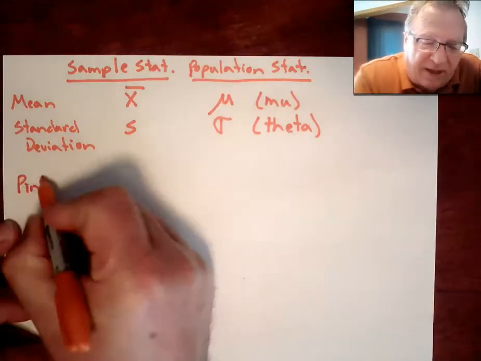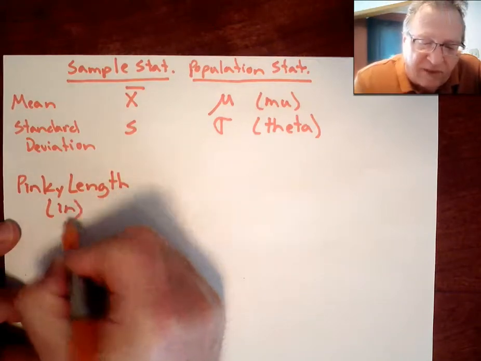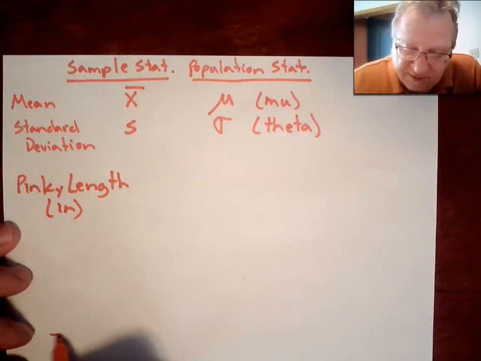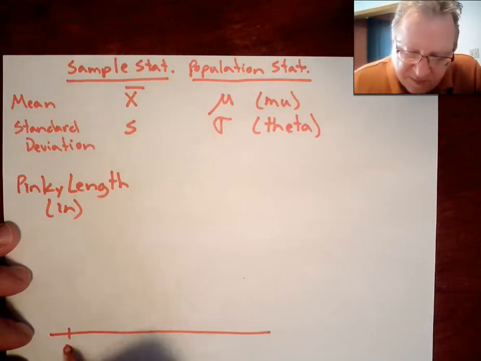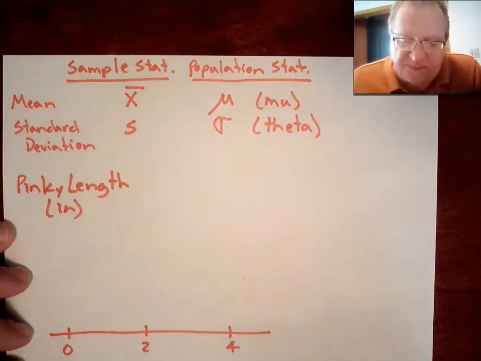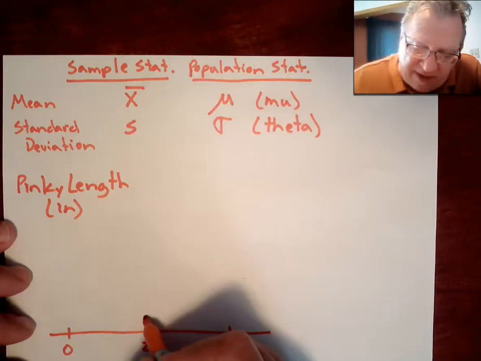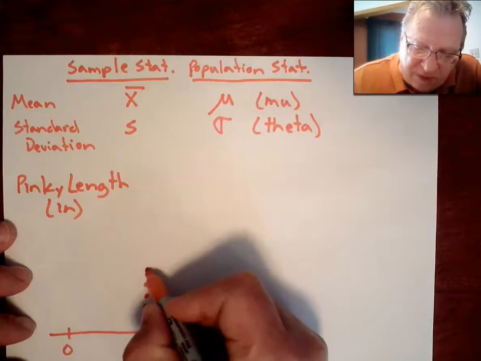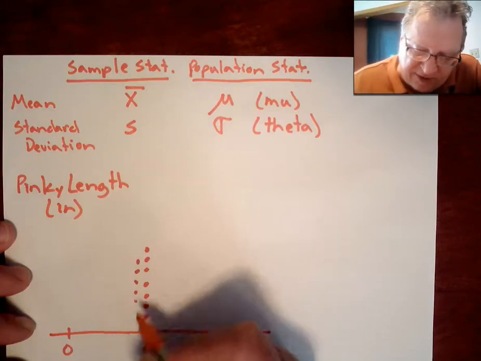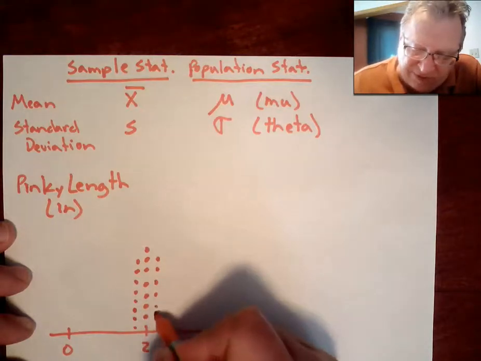Let's talk about pinky length. Let's assume I've measured a lot of pinkies. And I'm going to draw a number line here. These are the number of inches. And let's say I measured the pinky length of 10 or 20 people. And I found a whole bunch of them right at 2 inches. There was a whole bunch at whatever this is, 1 3/4 or something. And there were a bunch at 2 1/4 or whatever that is.